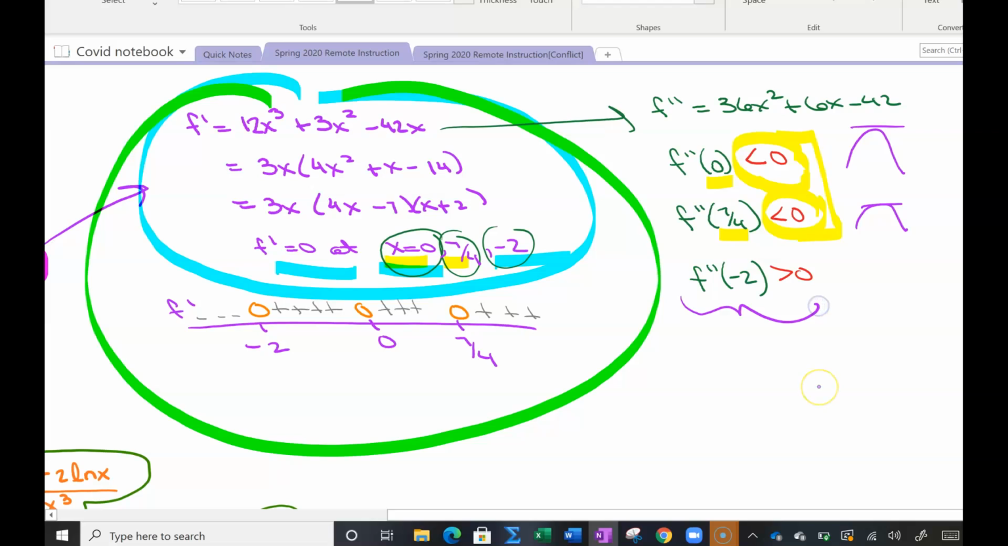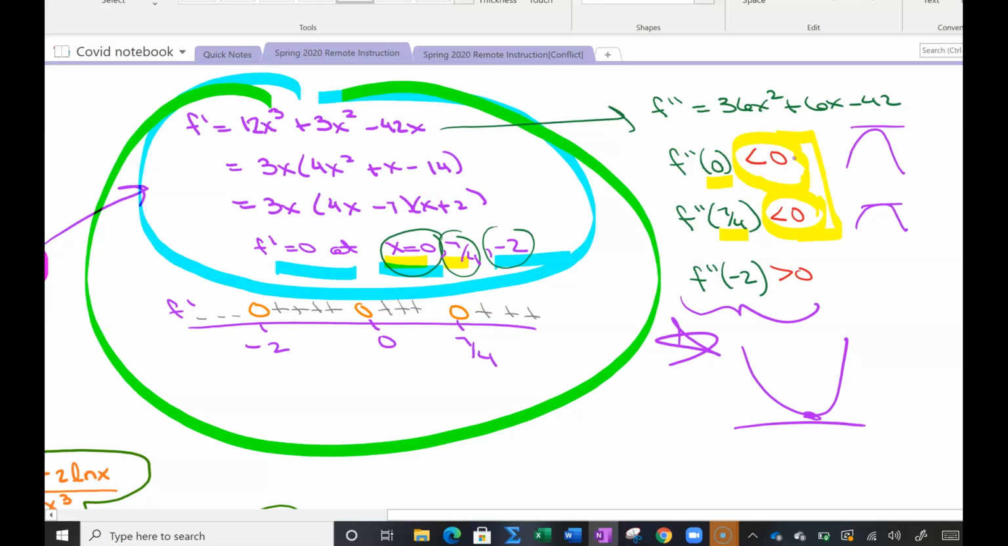But at -2, f double prime is positive. So what I've got is a situation where the curve f is concave up and you have a point of horizontal tangency. So that's where the min occurred. So you could have used the second derivative test for extrema.